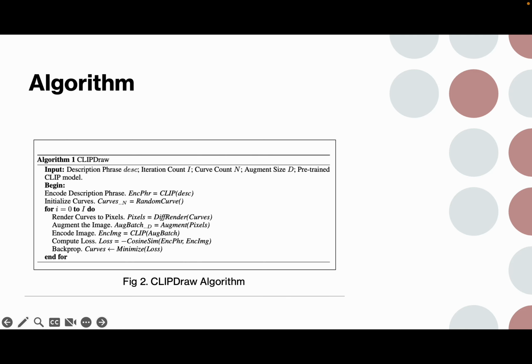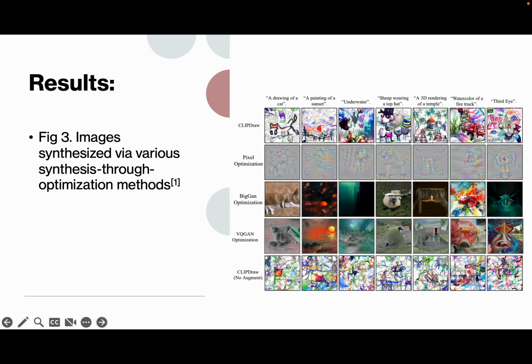Next, we encode the images. Each augmented image is encoded using a pre-trained CLIP model to obtain an encoded image. Next, we compute the loss. The cosine similarity between the encoded description phrase and the encoded image is computed to obtain the loss. Next, we implement backpropagation. The loss is used to backpropagate to the curves to optimize them. The curves are updated to minimize the loss. At the end, we repeat these steps for I iterations to refine the curves and generate the final images.